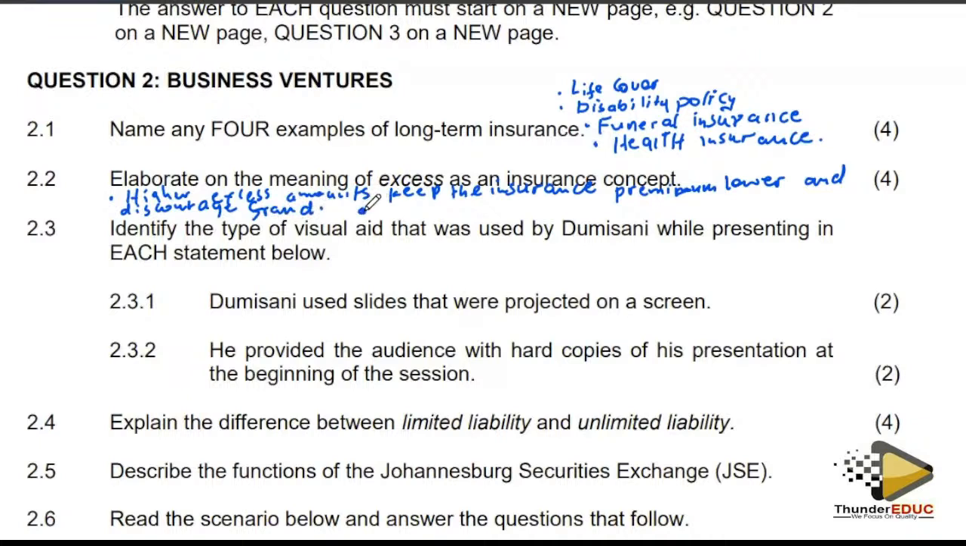Right. So now, another point says that excess payment prevents the insured from claiming for minor damage.